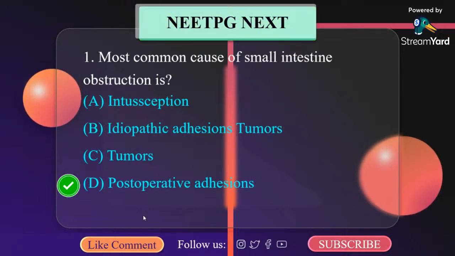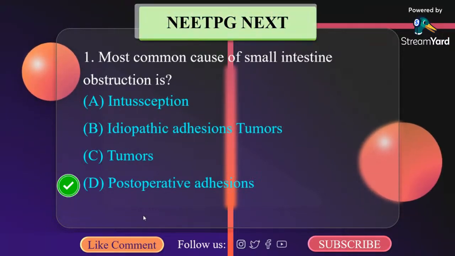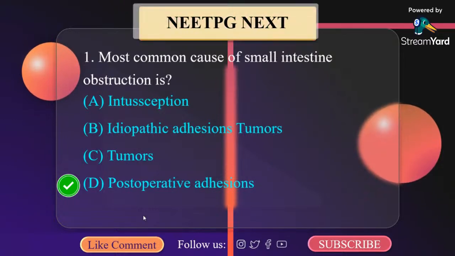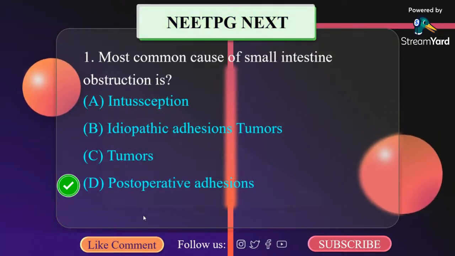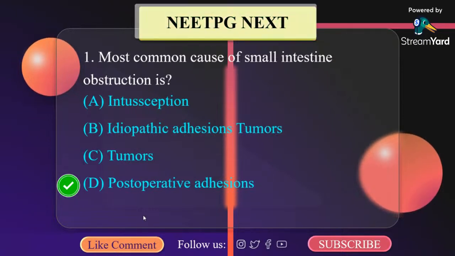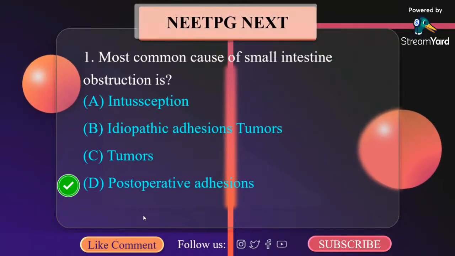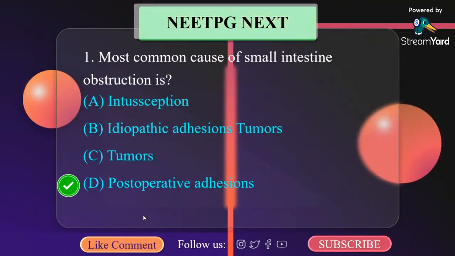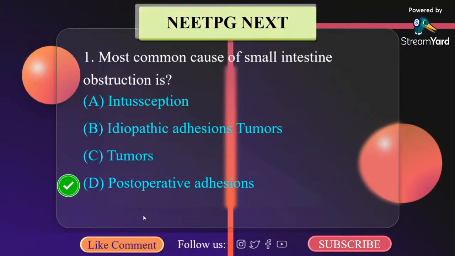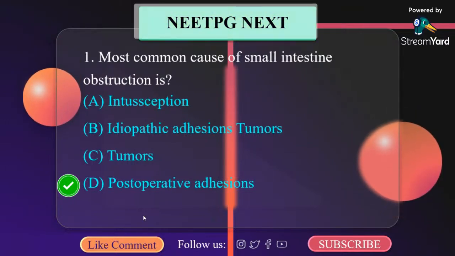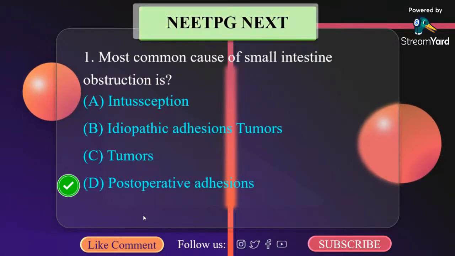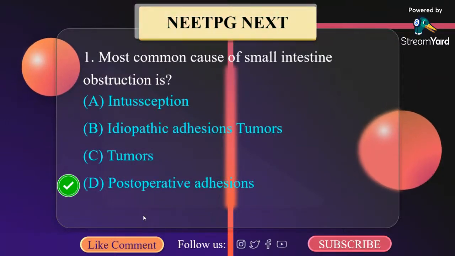The most common cause of small bowel obstruction is post-surgical adhesions or post-operative adhesions. The most common cause of intestinal obstruction is intestinal adhesion, that is, bands of fibrous tissue in the abdominal cavity that can form either by abdominal or pelvic surgery.